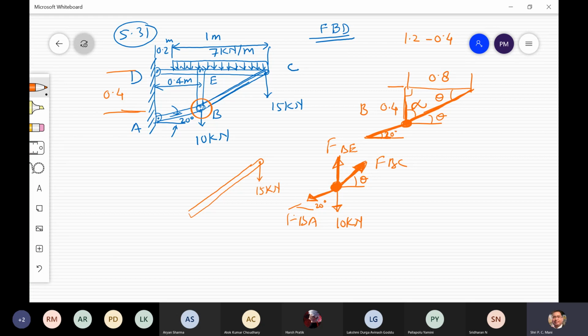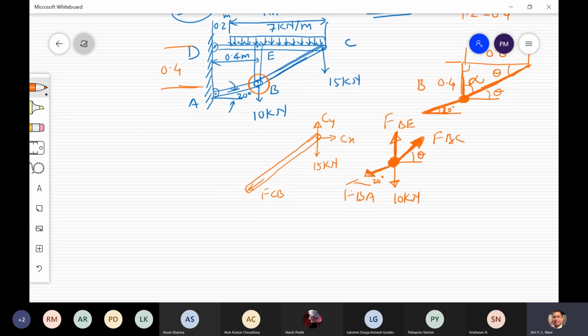Now you have to use the forces along the member, so this will be FCB. Clear? And two forces are there, that is Cx and Cy. If the weight of the member is given, you have to apply the weight of the member. If it is not given, then there is no need to use that weight. In the question it is not given.